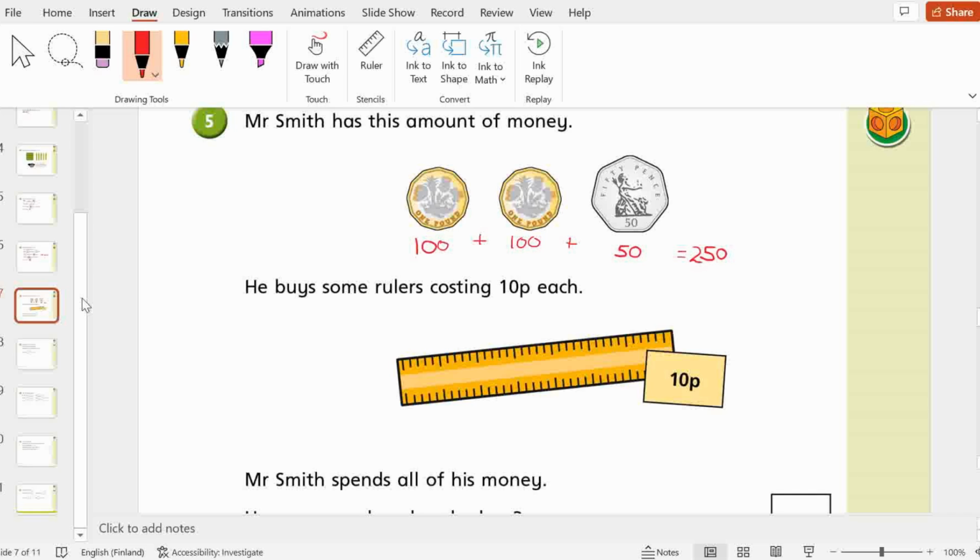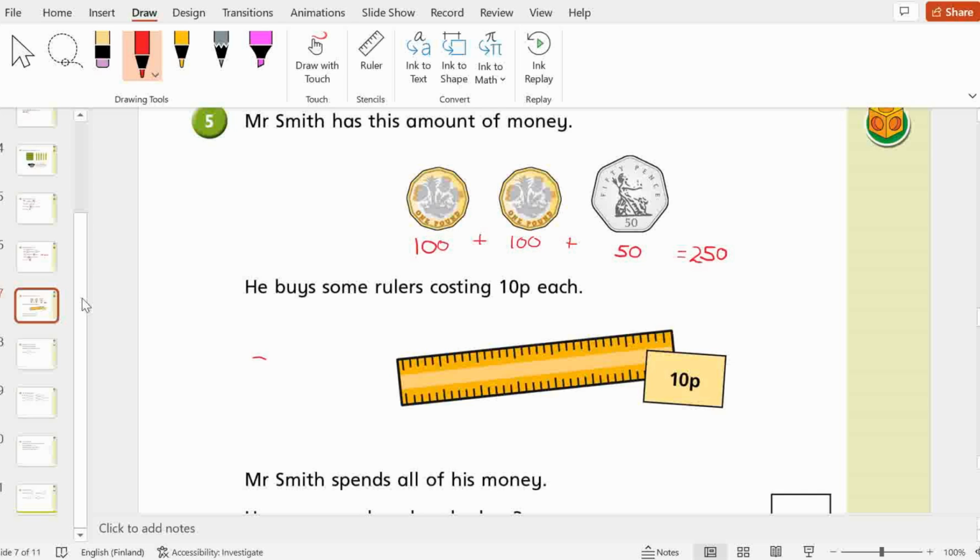He buys some rulers costing 10p each. Mr. Smith spends all of his money. So what do we have to do? We have 250 pennies. Mr. Smith has spent all his money, so he spent all 250 pennies, or £2.50, on something which costs 10p. How many rulers does he have?